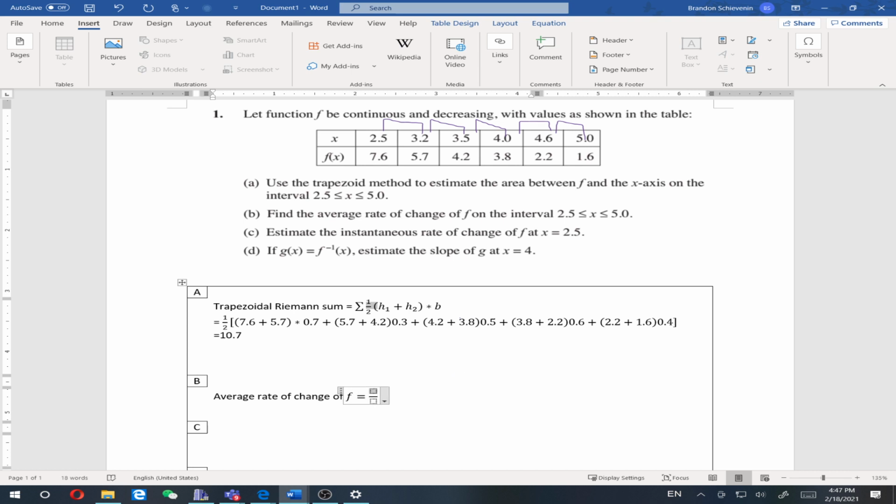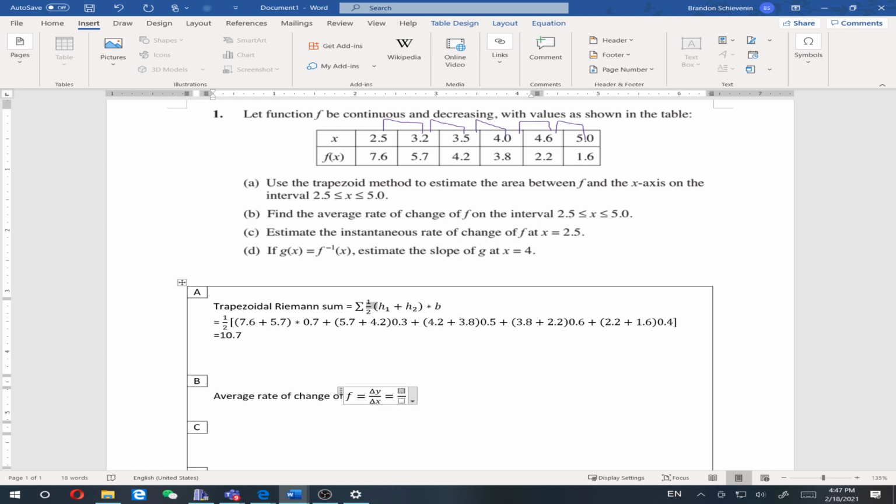Derivative is a slope at one point. Average slope would be a slope between two points. So how do I find the slope between them? Delta y over delta x. Okay, so our change in y over change in x.